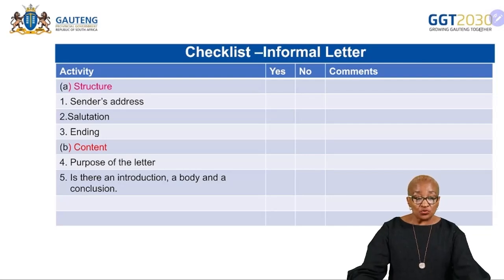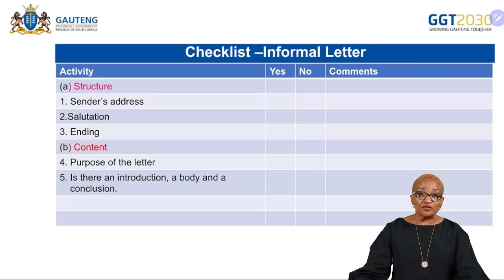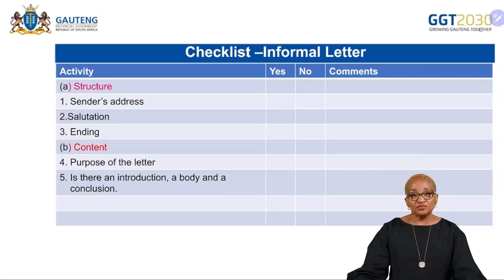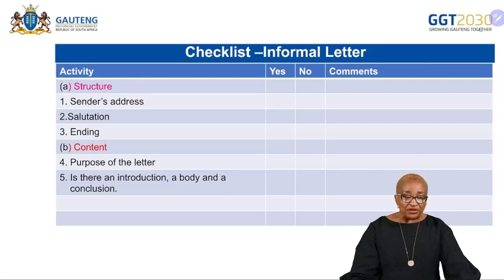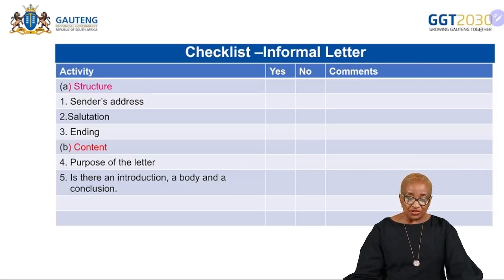You also go to the next activity, which is the content. You read the content. In your first paragraph, have you clearly outlined the purpose of the letter? If not, it would be a no. If yes, it would be a tick in your yes column. However, if there is some information that you should have included in your introduction, that would form part of your comment. The same would go with the introduction, the body, and the conclusion.